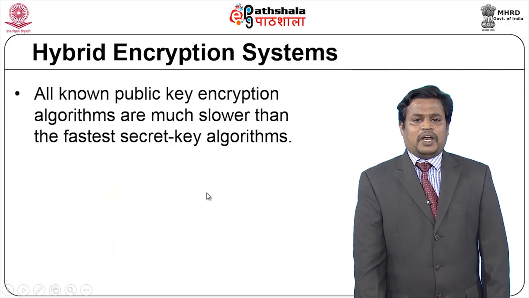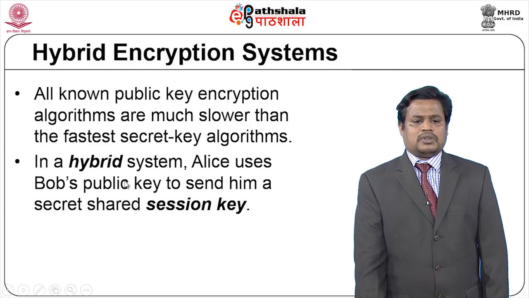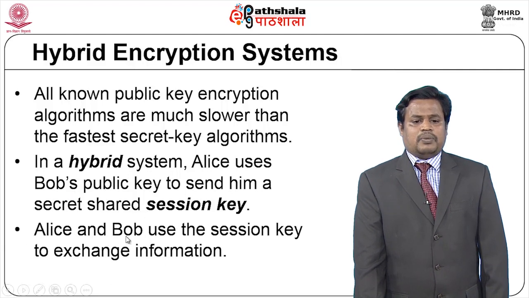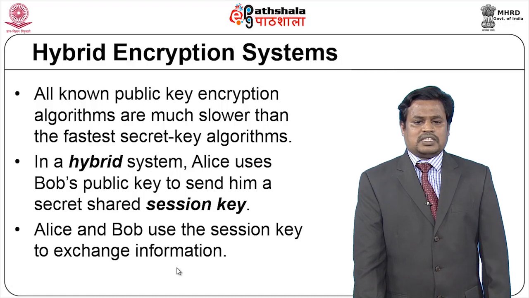As we know very well, the symmetric key is going to be much faster when compared to the asymmetric key. So, all known public key encryption algorithms are much slower than the fastest secret key algorithm. What is the idea here? In a hybrid system, Alice uses Bob's public key to send a secret message, called the session key. Then Bob and Alice use the session key to exchange the information. So, now what is happening? The symmetric key problem is overcome by the asymmetric key, and the asymmetric problem is overcome by the symmetric key.